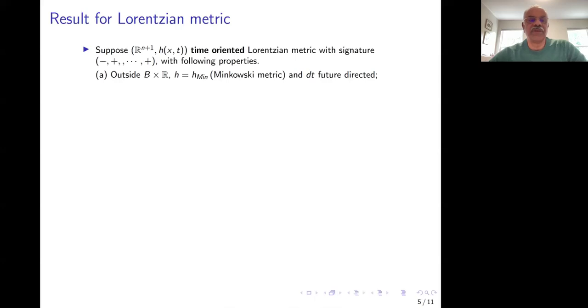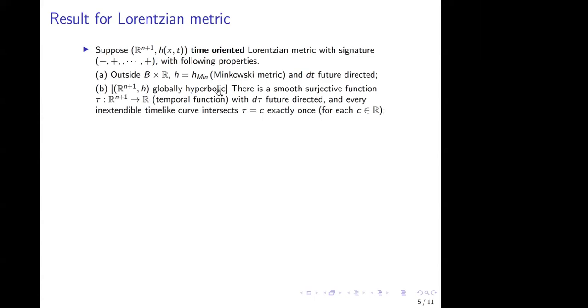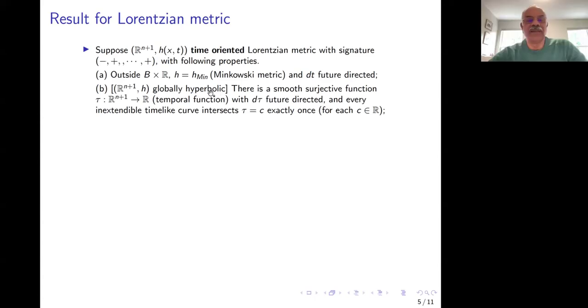So that's the first assumption. The second assumption is now we have to formulate the forward problem, and the forward problem has to be well posed. So we need to make an assumption about the Lorentzian metric, and it has to be what's called globally hyperbolic. What that means is that there is a smooth function tau from R^(n+1) to R called the temporal function. It's sort of like a replacement for the time.